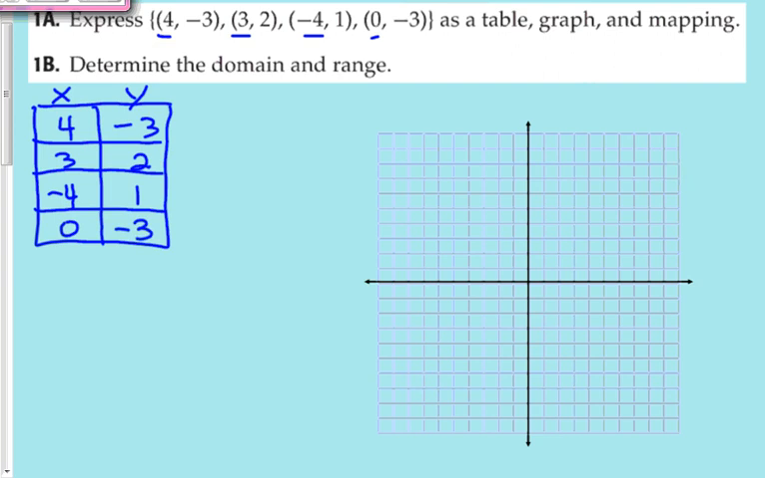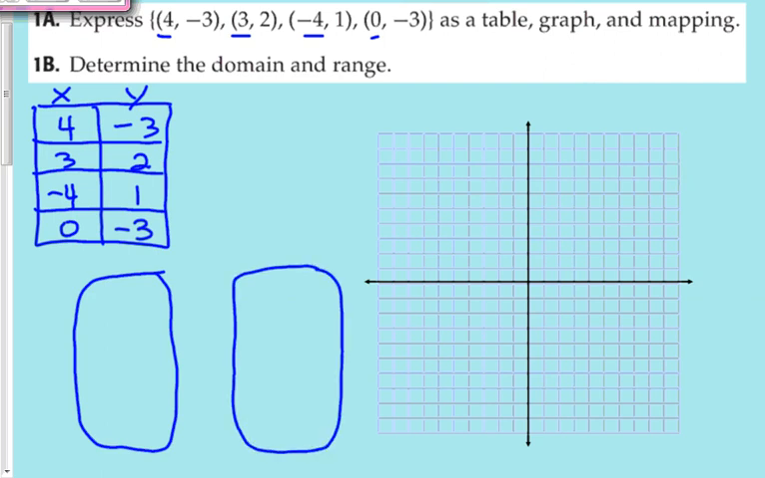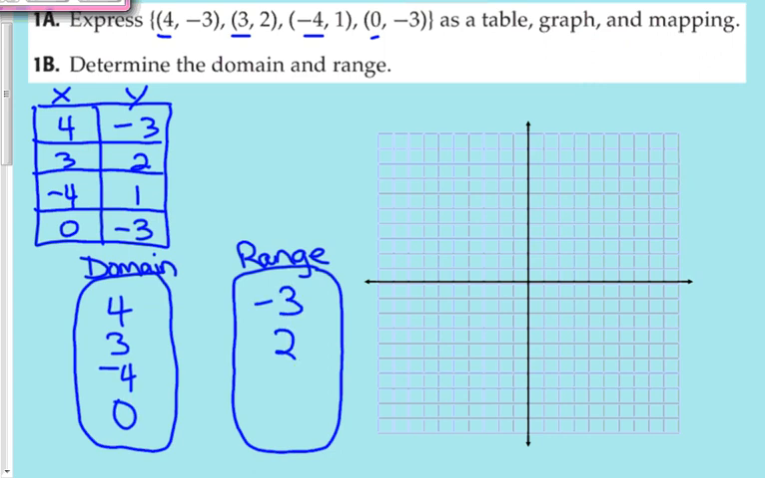Now we're going to do the mapping next. We'll do the graph last. So mapping has these rectangular boxes. This is our domain, and our range. Again, it's just your x column, and you list your domain. You already have that in your table, so just copy it over. -3, 2, -3. And then I'm going to match them up.